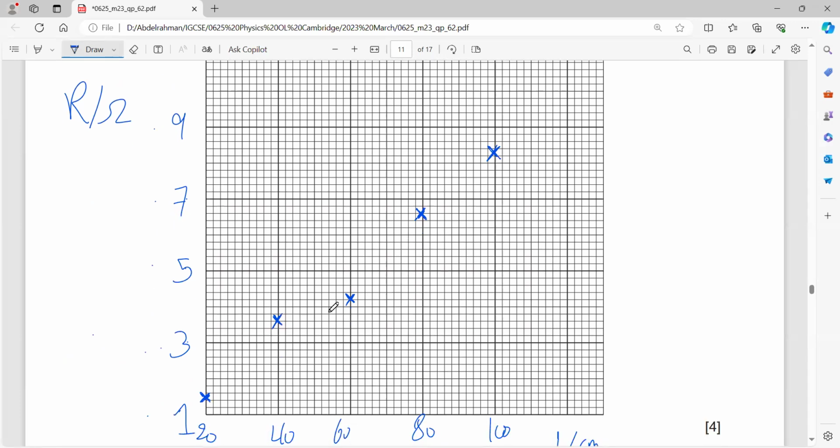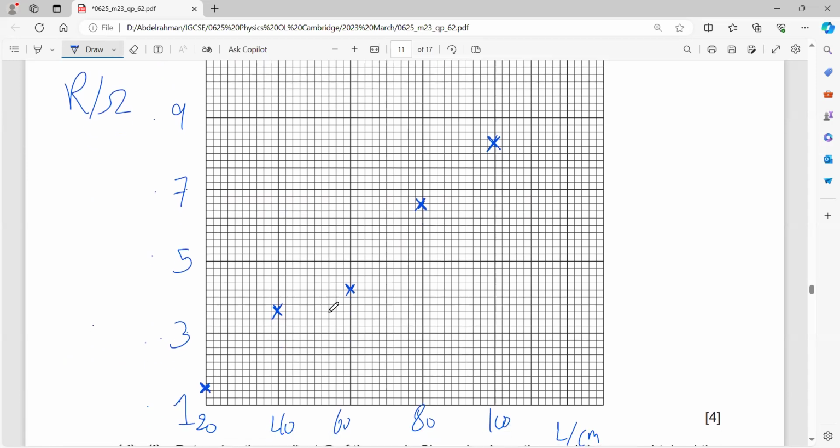Straight line. Definitely we have an anomalous result. It's quite obvious that the 60 is an anomalous result. So we'll draw the straight line and we will ignore the 60. Now we have two points that are not really anomalous, but a bit far away from the line. One value is above the line, the other is below the line. It's not completely wrong. This is a really nice graph. If you draw the line this way, it would be correct.